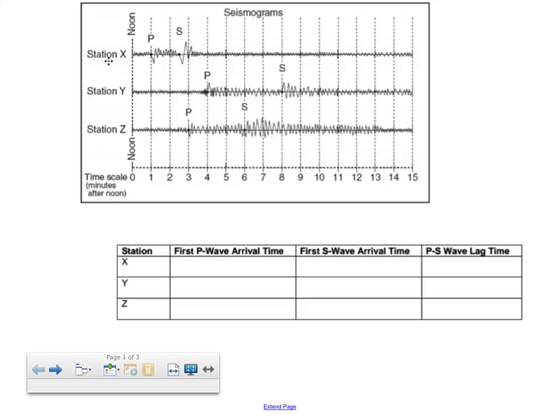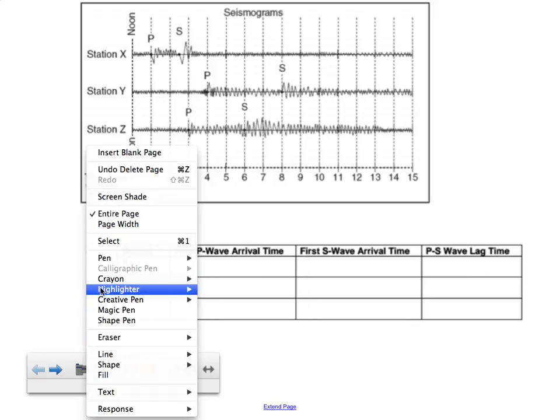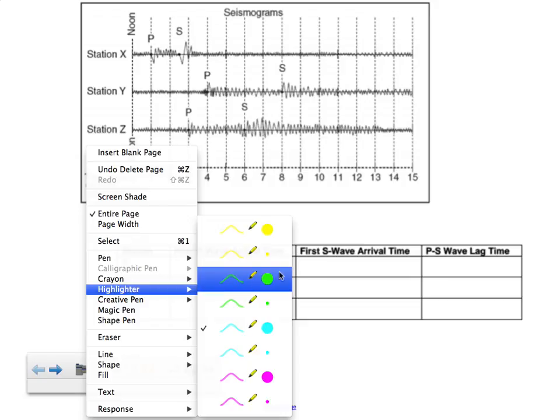So we're going to look at this. Take a couple seconds right now and look at Station X. These are 3 different stations experiencing an earthquake. Look at Station X and see if you by yourself can fill in the chart below. But I want you to do it on your own first.